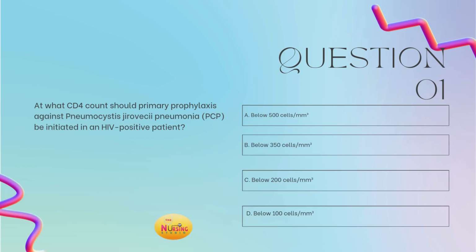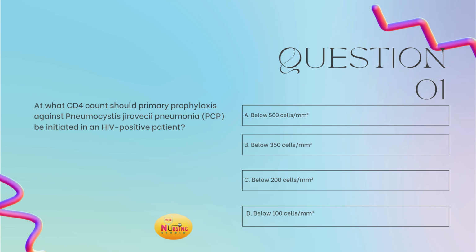Question number one states, at what CD4 count should primary prophylaxis against PCP be initiated in an HIV positive patient? So again, at what CD4 count should primary prophylaxis against PCP be initiated in an HIV positive patient? Is it A, below 500? Is it B, below 350 cells? Is it C, below 200 cells? Or is it D, below 100 cells? Take a moment and tell me what you got, y'all.